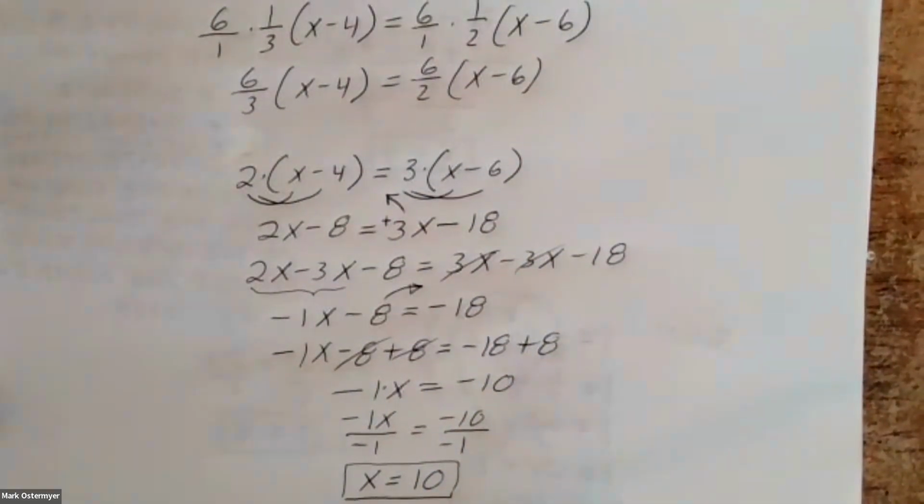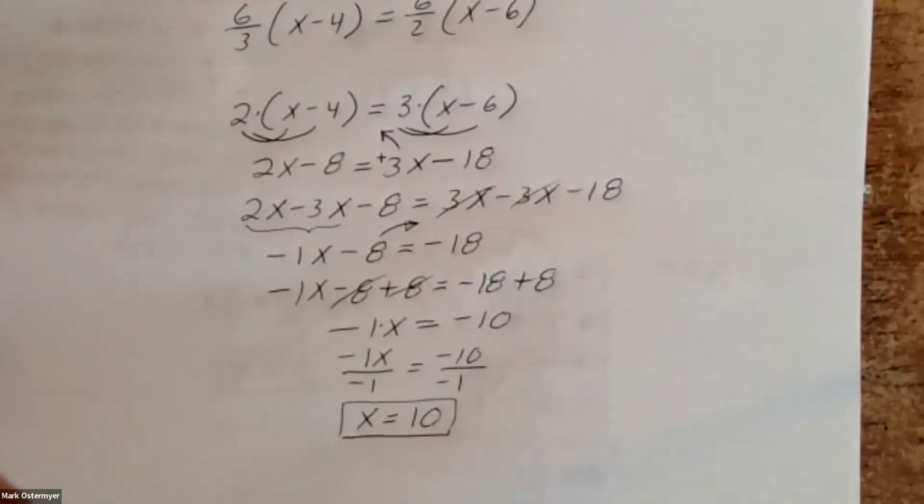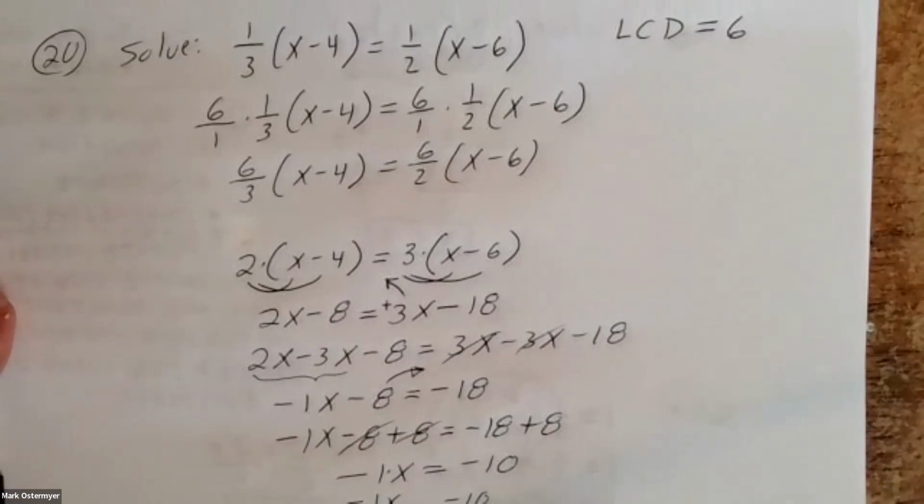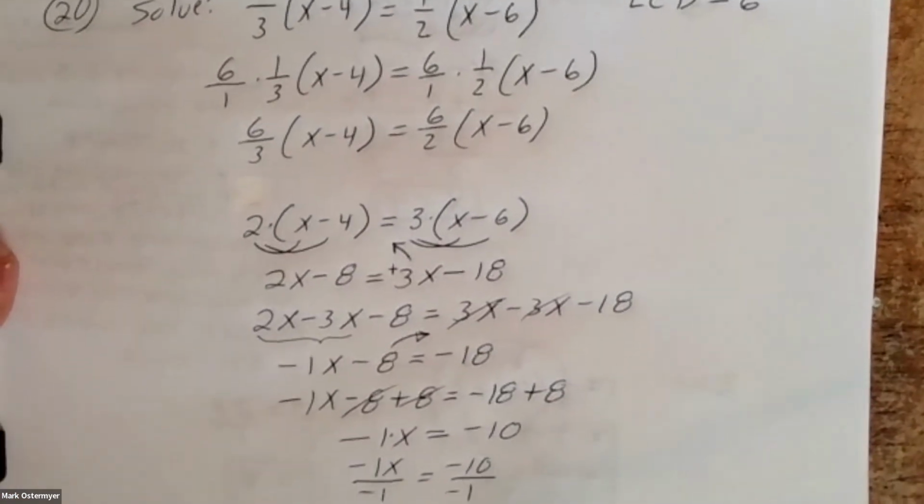All right, any questions how we solve that equation for x, ladies and gentlemen? Solution is 10. Notice I got rid of the fractions first. I multiplied both sides by the least common denominator. That always works. That always eliminates fractions in an equation.